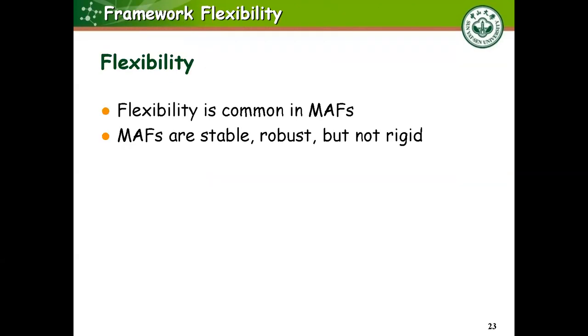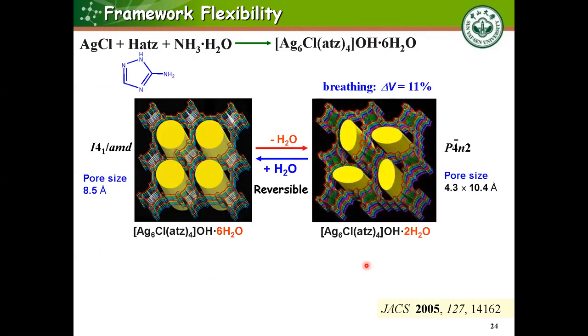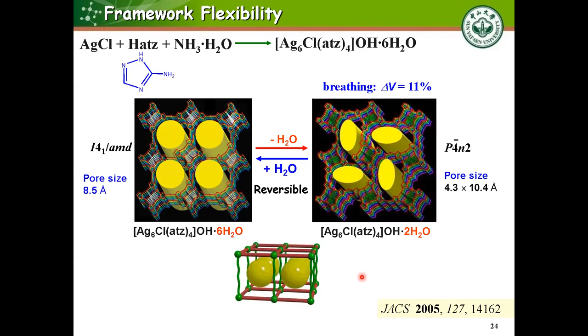Now, let me move to talk about the flexibility of MAFs. Flexibility is very common in MAFs, including MAF-4. Actually, many MAFs are stable and robust, but not fully rigid. The frameworks of many MAFs can shrink after desorption and expand after absorption. As shown in our early example of silver-1 triazolate, the pore can be changed with an 11% difference in volume. This behavior is reversible and can be examined by X-ray diffraction, and it is usually called breathing.